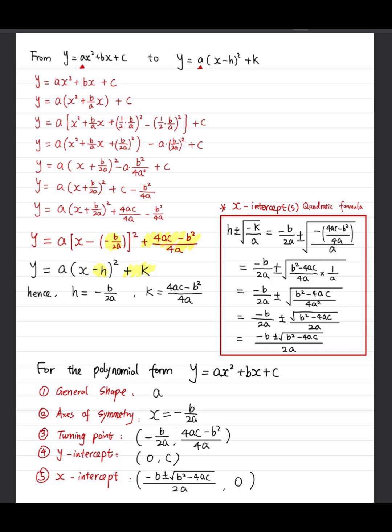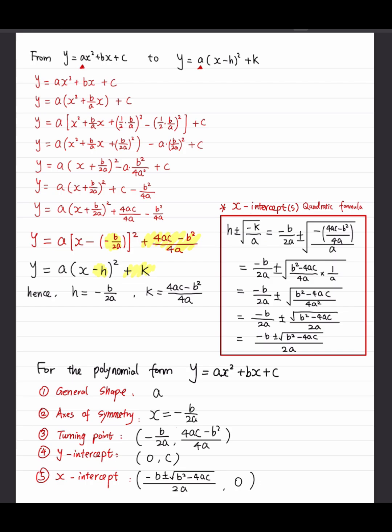So we already have the perfect square form here. And as for the constant, let's quickly try to combine them all together. And then in the end, you will get 4ac over 4a minus b squared over 4a. Since they are all in terms of 4a, we can summarize them by putting them all together as 4ac minus b squared, everything over 4a.